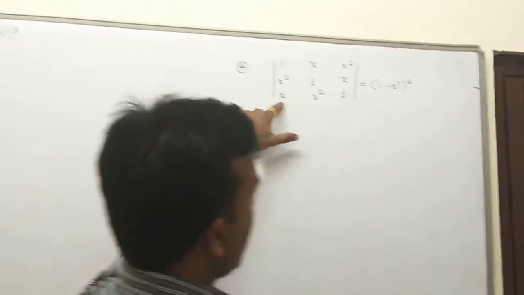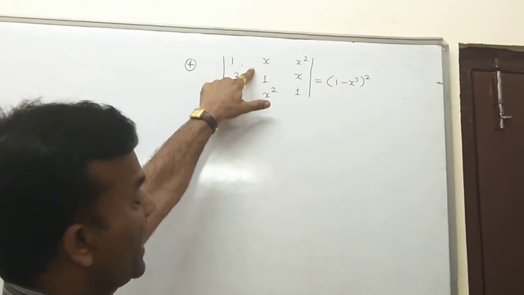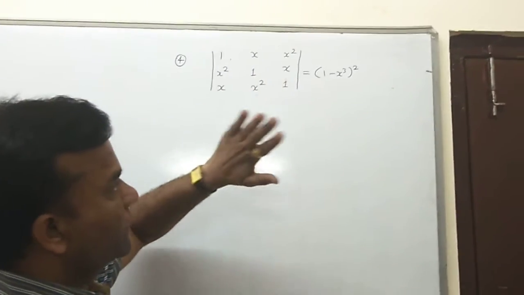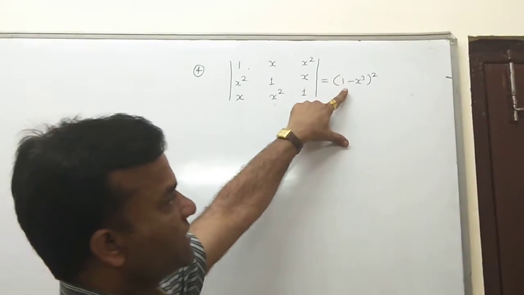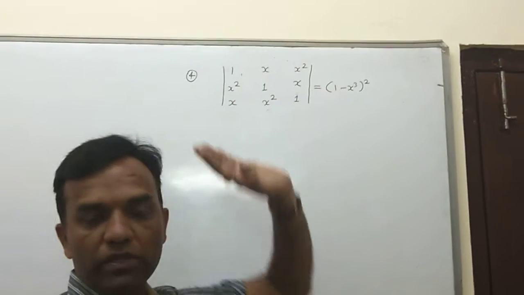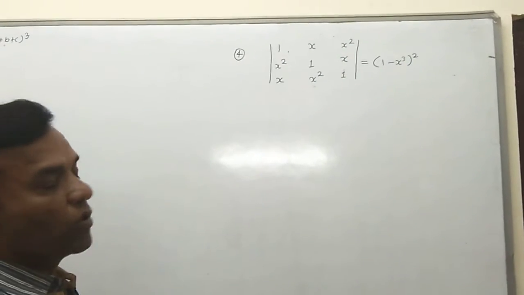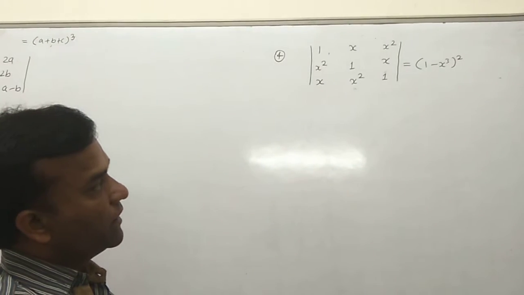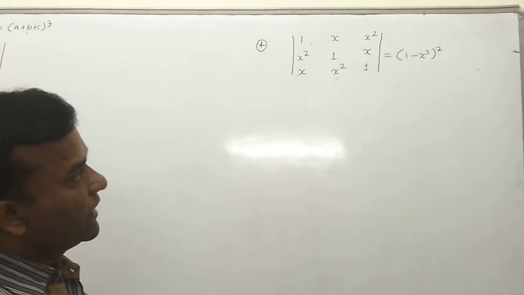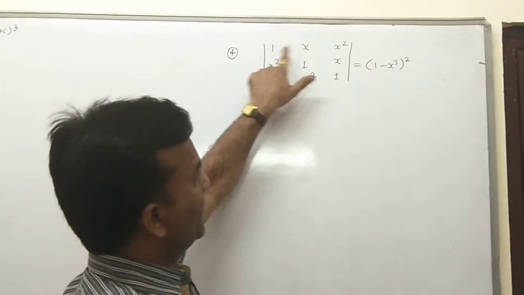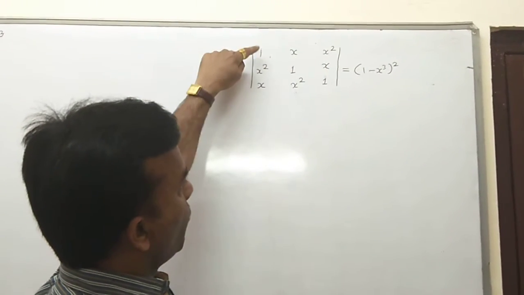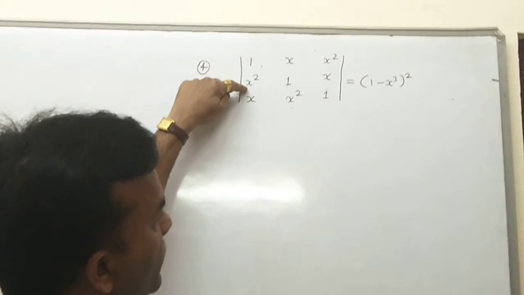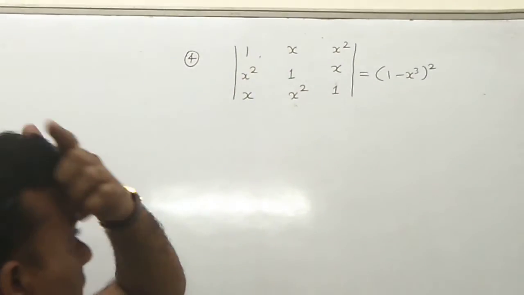1, x cube, x, 1, x, 1, x square, x and 1. Okay, then the result is typically 1 minus x cube whole square, but there is no term of x cube. So how do we get this result? Watch here: 1 and x square is here, 1 and x here, 1 and x square here. So which type of operation you apply and then you get the result.